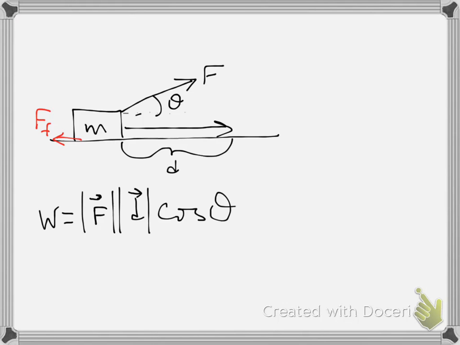So the work done by friction would be whatever the friction force is times the distance traveled times the cosine of, well, what's the angle between the friction force and the distance, or the direction vector? 180. And the cosine of 180 is negative 1. So friction always does negative work, meaning it's always going to try to slow it down. Always, because friction is always in the opposite direction of the motion.